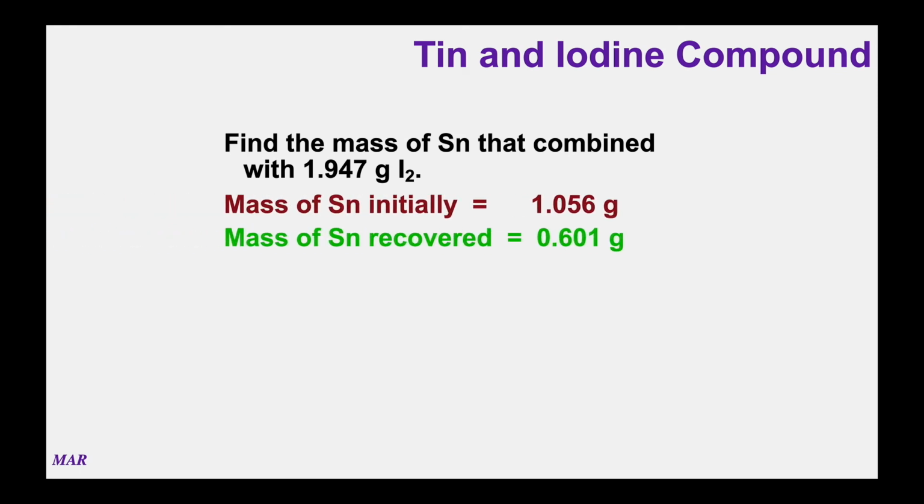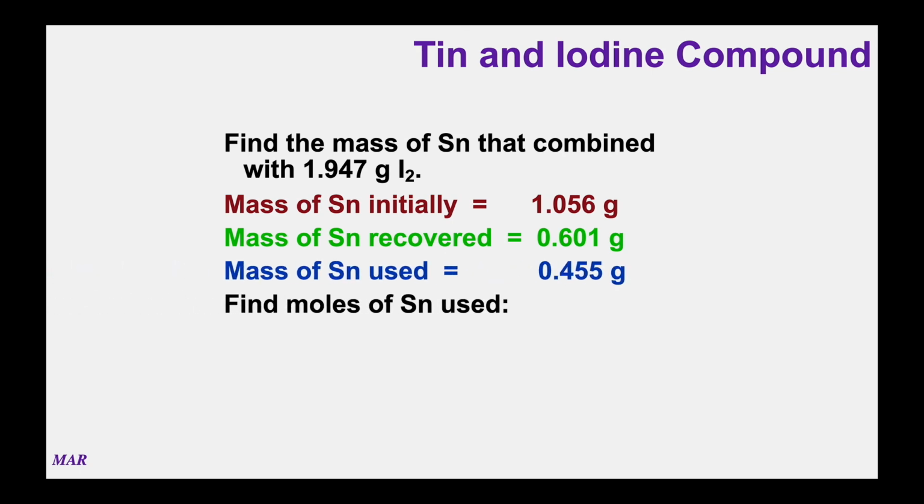The tin, though, we didn't use all of the tin up. Some of it was left over at the end. So we started with 1.056 grams, and we had 0.601 grams of tin left. So 1.056 minus 0.601 means we used 0.455 grams. Now, we're going to use that 0.455 grams and turn that number into moles, because that's the amount of tin that reacted with the iodine.